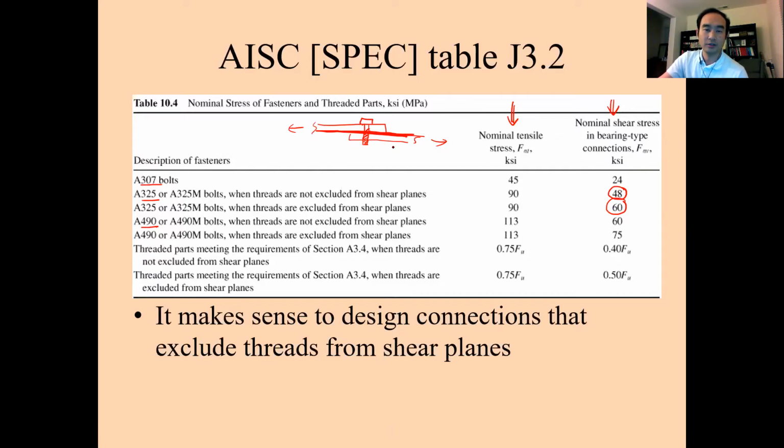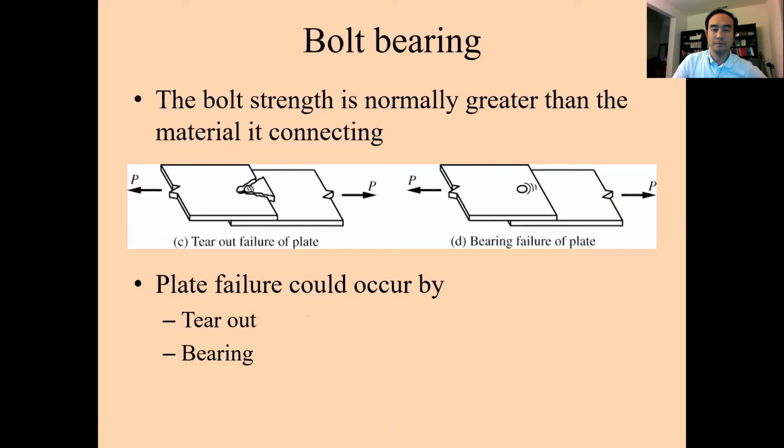Under tension, this doesn't matter, because under tension, when you have a bolt, we apply the force in this way, right? So whether the threads are included or excluded from the shear plane doesn't really matter. That's why we use the same value. Anyway, that's how we can read these numbers from the Table J3.2.